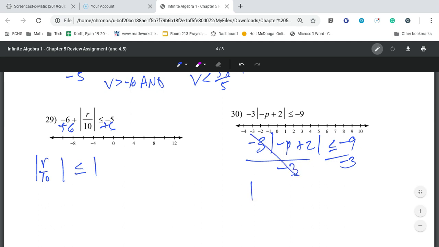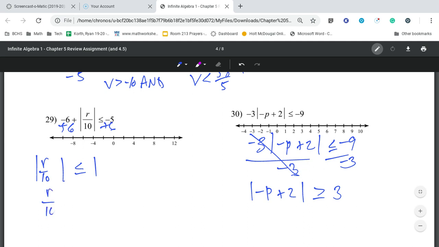So that gives us absolute value of -p plus 2 greater than or equal to 3. And now we have a positive there too. So I just wanted to kind of look at that for now. We'll come back to that in a second.